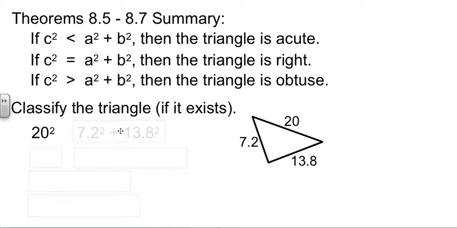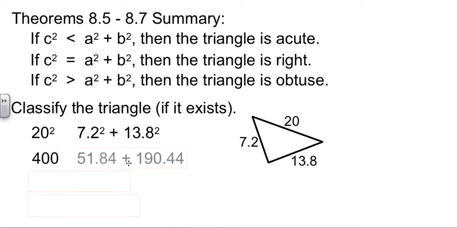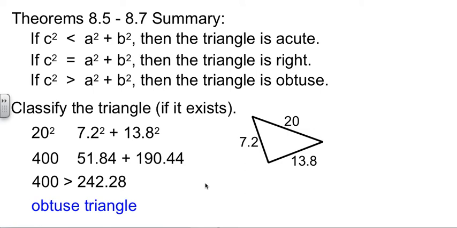20 squared, and we're going to compare that against the other two squared. 20 squared is 400. If we square the other two, we get these two numbers, according to my calculator. Add those together, 400 is greater than 242 and change. If c squared is greater than, then we say it is an obtuse triangle. Okay. Work out c squared, work out a squared plus b squared, and then compare. And then this little 3-sentence summary right here will tell you what kind of triangle you have.